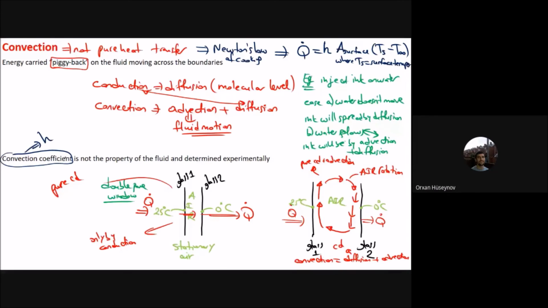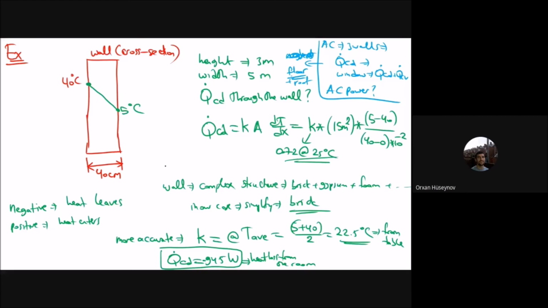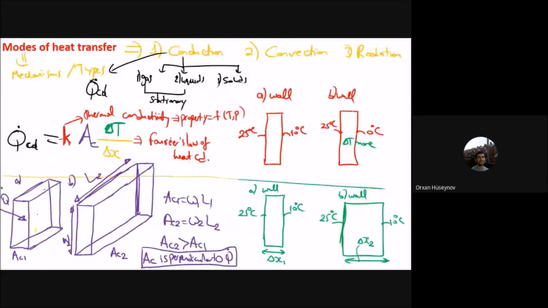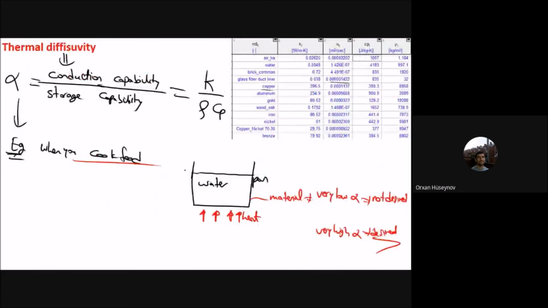Okay. h is the convection coefficient, and it is not a property of the fluid, and it is determined experimentally. You can see the differences. It is not a property of the fluid. But when I go back to the conduction coefficient, it is a property of the fluid. So the thermal conductivity is a property of the fluid here, and therefore it is the heat transfer process in conduction.